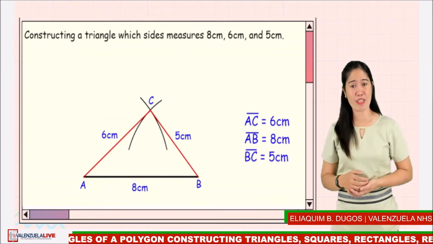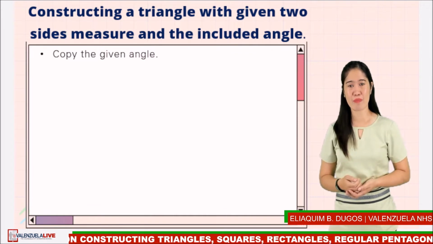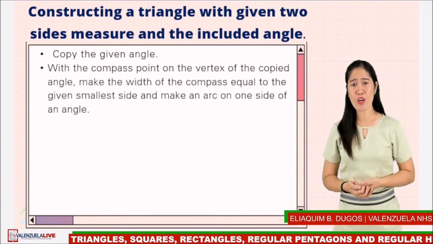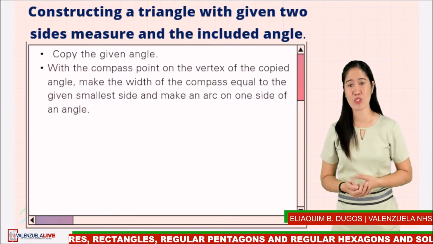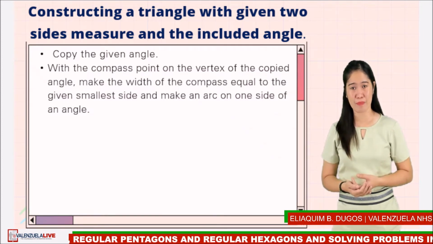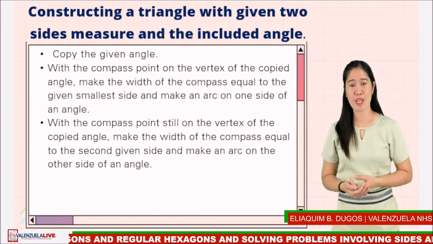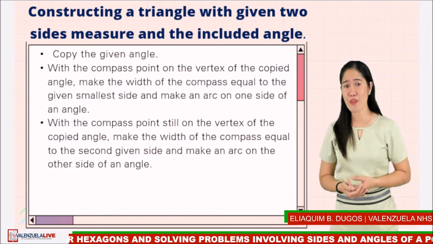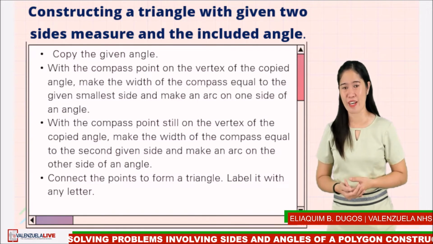The next is with given two sides and an included angle. We'll now create a triangle. Here are the steps. Copy the given angle. With the compass point on the vertex of the copied angle, make the width of the compass equal to the given smallest side and make an arc on one side of the angle. With the compass point still on the vertex of the copied angle, make the width of the compass equal to the second given side, and make an arc on the other side of the angle. Then connect the points to form a triangle.